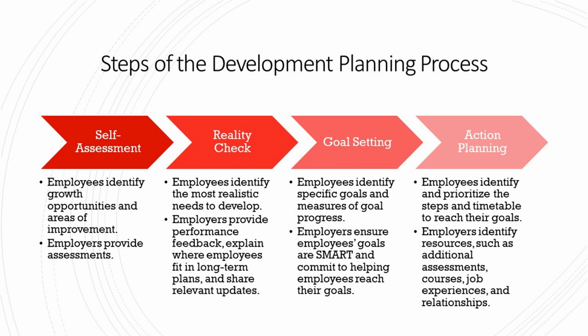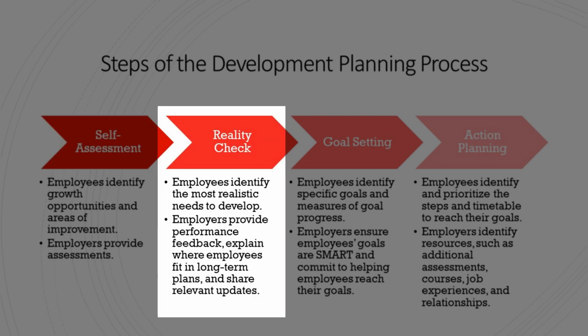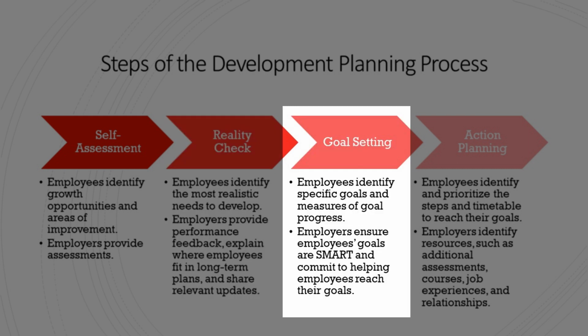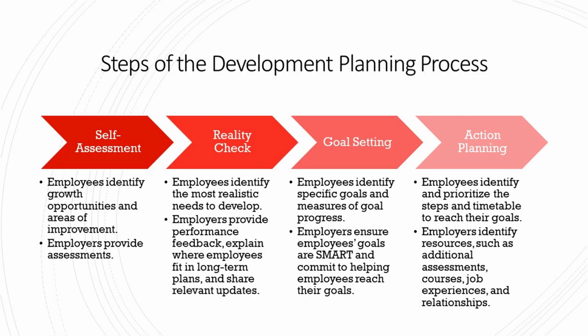To create a development plan, employees can be guided through a process like the one pictured here. The 4 steps include self-assessment, reality check, goal setting, and action planning. Through self-assessment, employees identify their development needs. A reality check helps them choose the most realistic needs to focus on. The goal setting process helps them set SMART goals. The action planning process helps them make a plan for reaching these goals. Let's take a closer look at each one of these steps in the rest of the video.